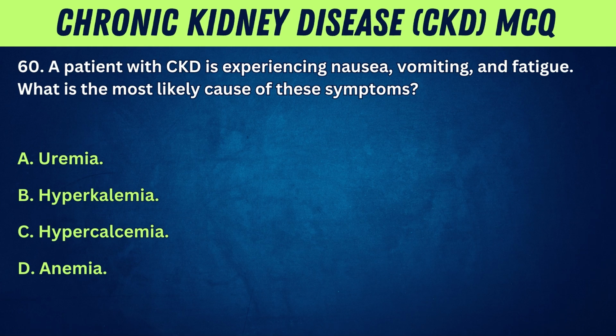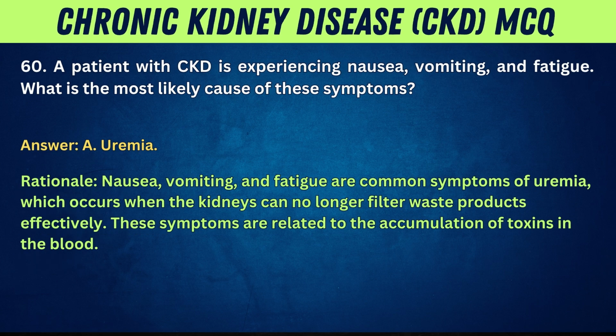60. A patient with CKD is experiencing nausea, vomiting, and fatigue. What is the most likely cause of these symptoms? A. Uremia. B. Hyperkalemia. C. Hypercalcemia. D. Anemia. Rationale: nausea, vomiting, and fatigue are common symptoms of uremia, which occurs when the kidneys can no longer filter waste products effectively. These symptoms are related to the accumulation of toxins in the blood.